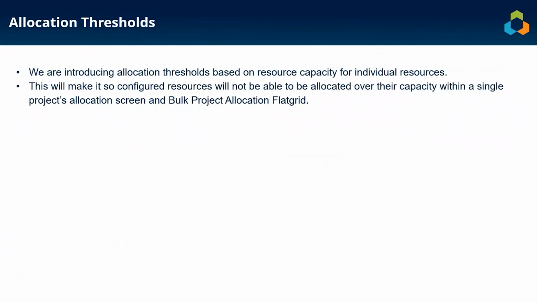One of the features that we are introducing in 9.3 is allocation thresholds. Allocation thresholds are based on resources capacity for individual resources. When resources are configured, this will make it so they will not be able to be over-allocated within the single project allocation screen and the bulk project allocation flat grid screen. Let's walk through an example within Tempus.